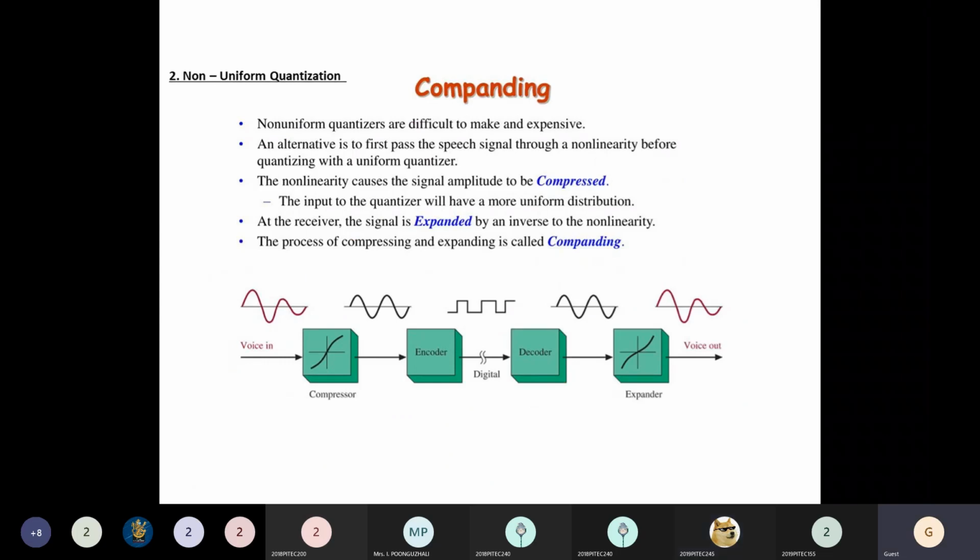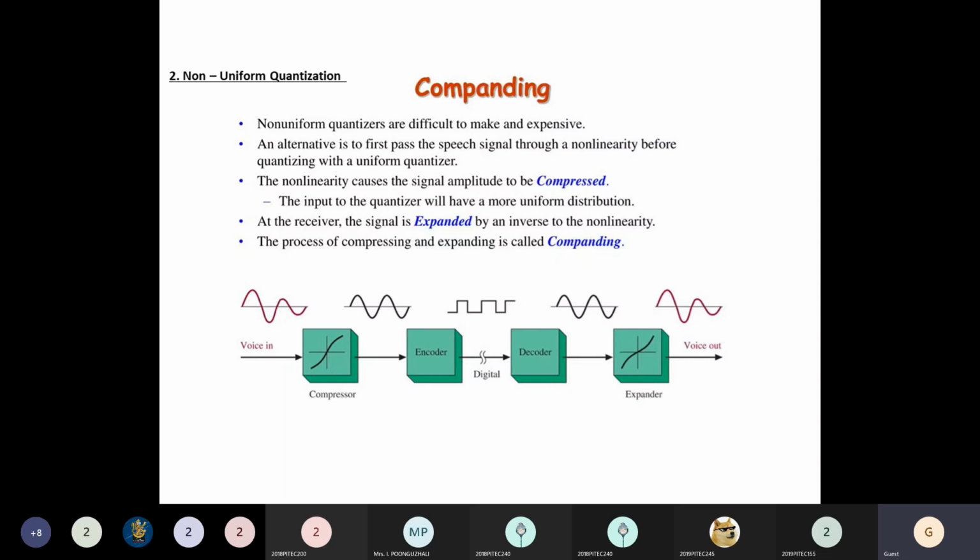Then compounding. In non-uniform quantization, we have the compounding operation. Non-uniform quantizers are difficult to make and expensive, so we go for the compounding operation. What is meant by compounding? In the sense, a non-linearity causes the signal amplitude to be compressed. The input to the quantizer will have a more uniform distribution. At the receiver, the signal is expanded by an inverse of the non-linearity.